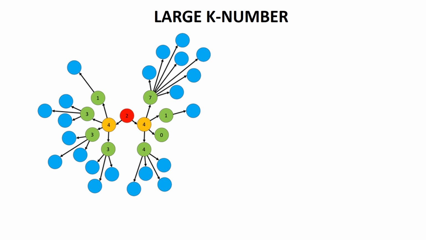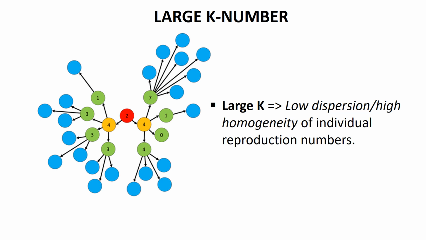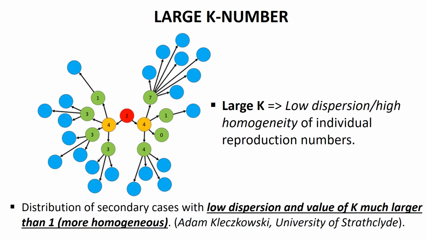What does that mean? Slight problem with nomenclature here because large K means low variance, that is low dispersion, or high homogeneity. Homogeneous means most of the values are sort of similar, so there's not a great deal of spread of the reproduction numbers. So a bit of a confusion there with the nomenclature. Large K means low dispersion. And so it's saying a distribution of the secondary cases with low dispersion and a value of K much larger than 1, more homogeneous. And that's what's represented in that particular diagram.